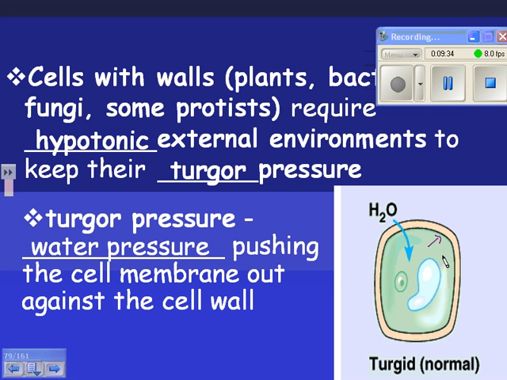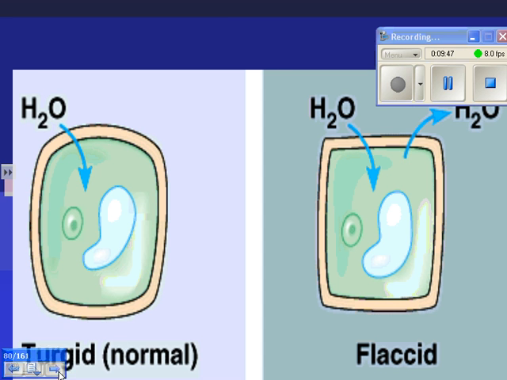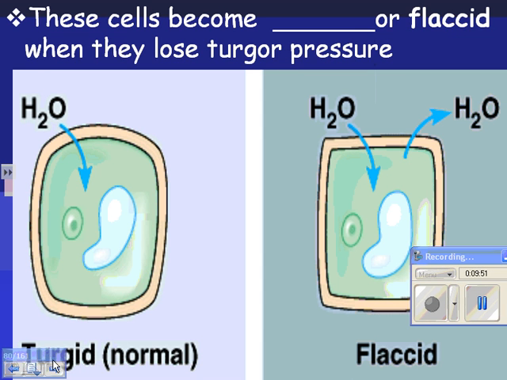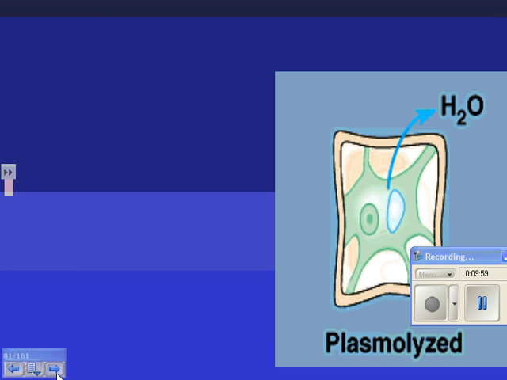So water comes in, you get this pressure, but the water doesn't go out because it's a hypotonic environment, so you actually have more water coming in. But anyway, it creates this high pressure and makes the plant nice and crispy. So these cells become limp or flaccid when they lose turgor pressure. So when the water coming in is the same as the water going out, they're kind of droopy.